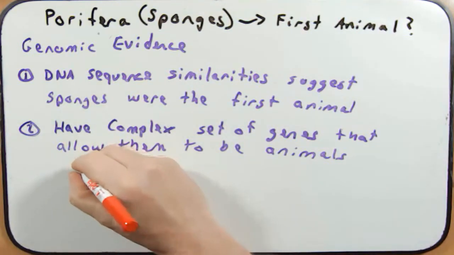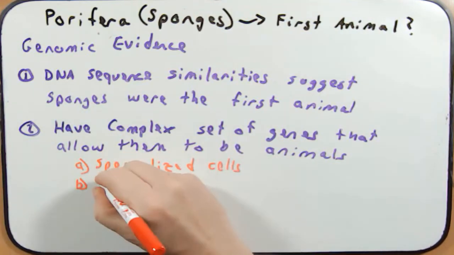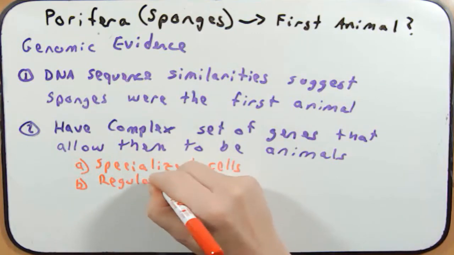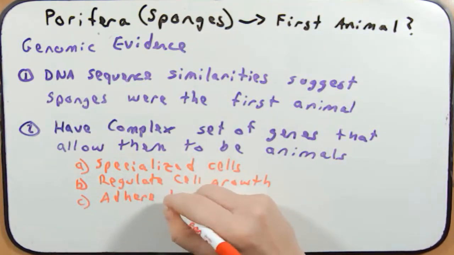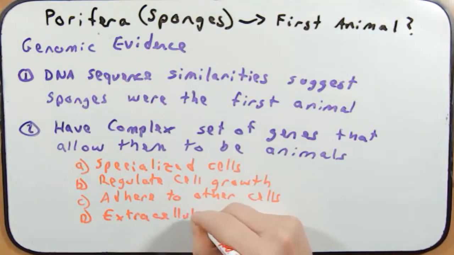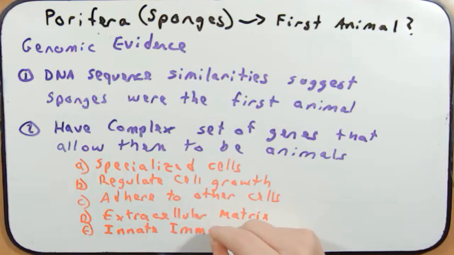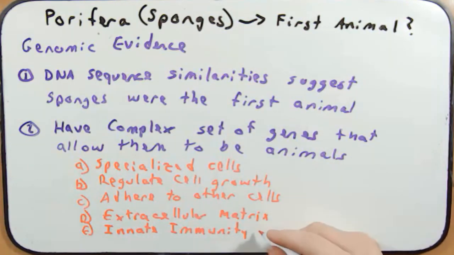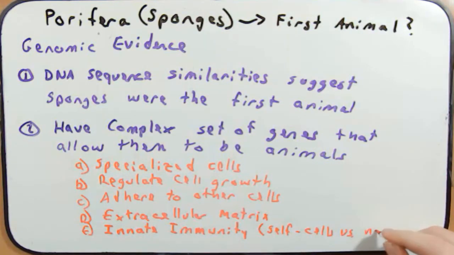Some of them will be review. They have the ability to have specialized cells. They have the ability to regulate cell growth. They can adhere to other cells. They have an extracellular matrix. They have the genes that allow them to have innate immunity. What I mean by innate immunity is that they can tell the difference between self cells, that is cells that belong to them, versus non-self cells.